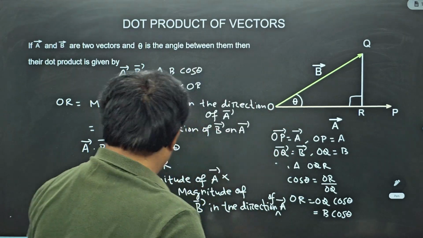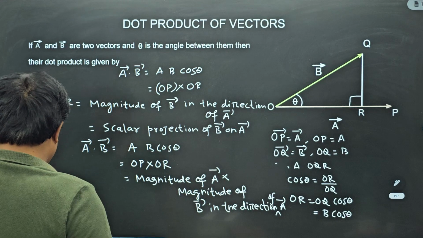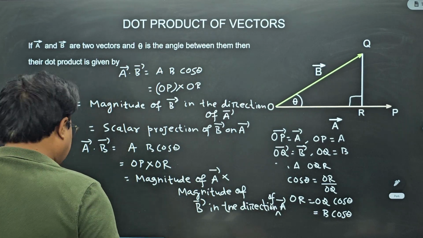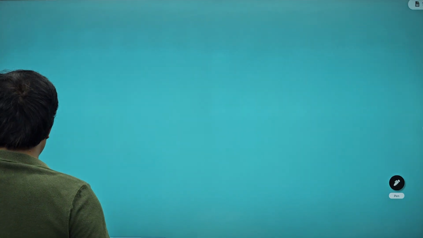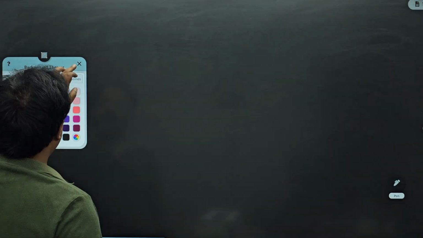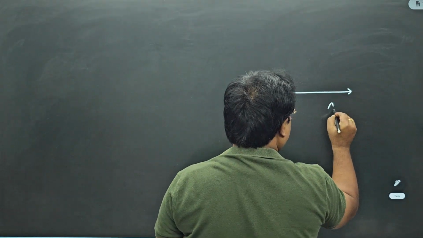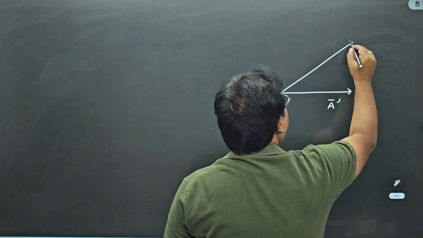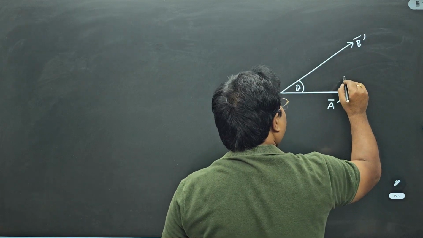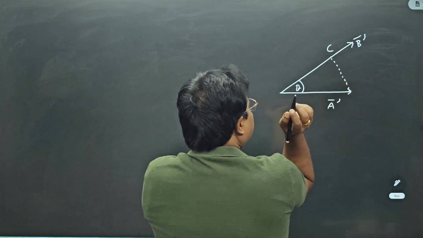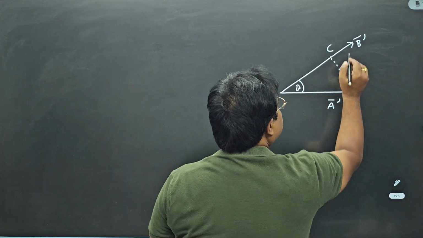Similarly, what can we write? Please see, you can understand the meaning of the dot product of vectors. Can I write it like this? If this is A vector and this is B vector, and this angle is theta, let us draw a perpendicular here. This is C. In the triangle, let me mention O, P, and this is Q.